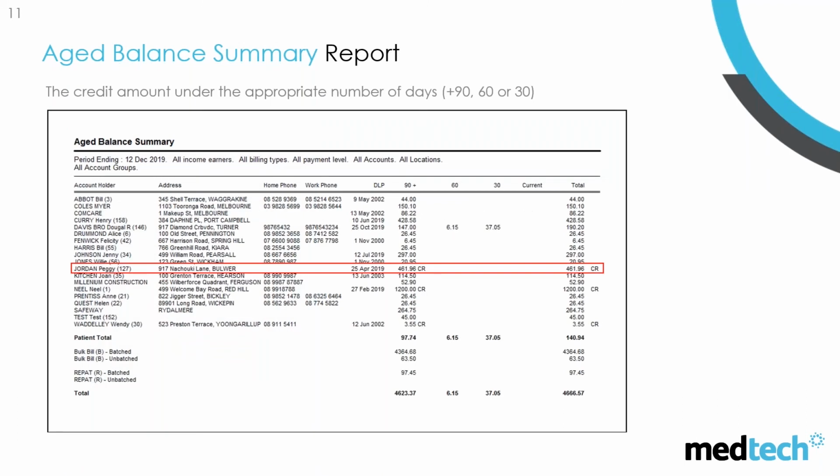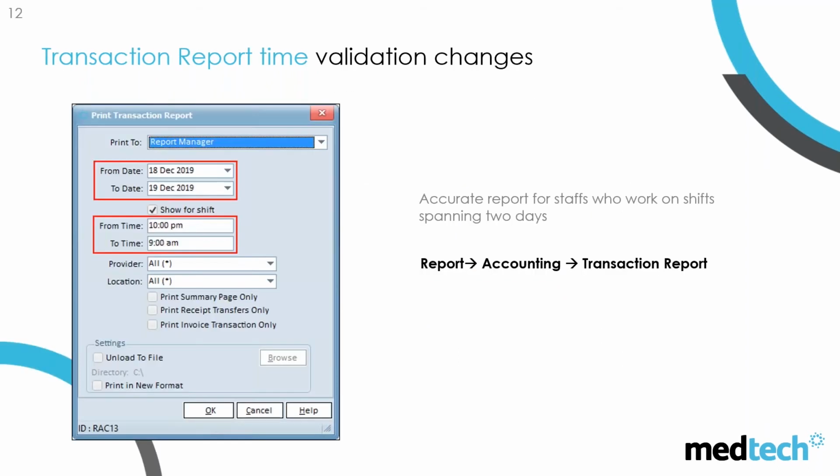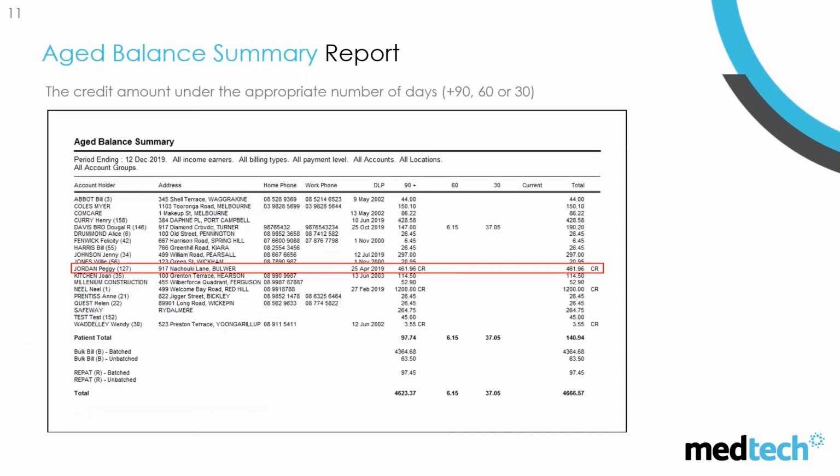In addition, a new checkbox, as you can see there, display credit amount, has been added to the print aged balance summary report screen, which is quite familiar, I'm sure, with everyone. By default, the display credit amount checkbox is ticked, and if the display credit amount checkbox is ticked, the report will show the credit amount under the appropriate column. So it's a 30, 60, 90-day report. As long as that's selected, it'll be able to generate that.